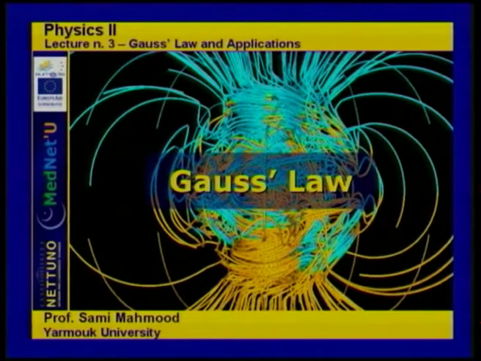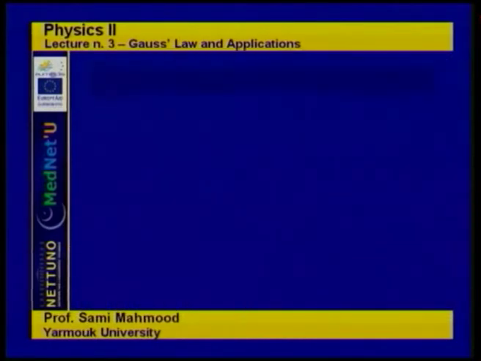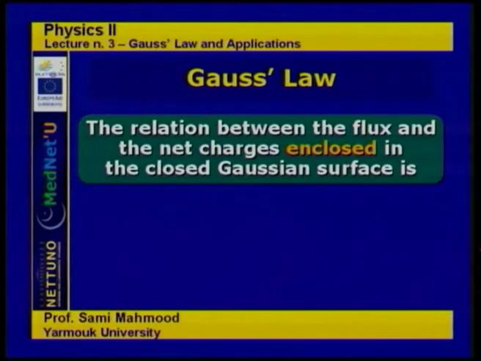And at this point, we are ready to define Gauss law. We recall that the relation between the flux and the net charge enclosed in the Gaussian surface is the Gauss law, and this is stated as epsilon naught, the permittivity of free space, times phi, the flux through the closed surface, is equal to the total charge enclosed within that Gaussian surface. This relation gives Gauss law, and it's a relation between the flux through a closed surface and the charge enclosed within it.